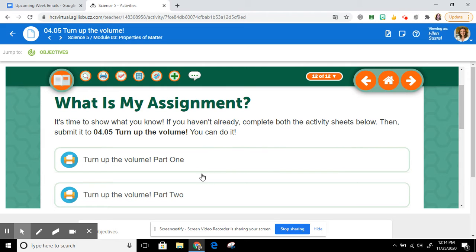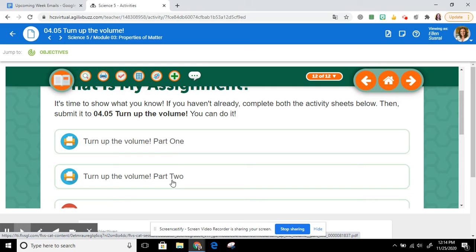They're attached throughout the lesson, but of course, they're always at the end. And you have two things here for this lesson. You've got Turn Up the Volume part 1 and Turn Up the Volume part 2. You do need to complete both part 1 and part 2 to get full credit for this assignment. I'm going to open up part 1.